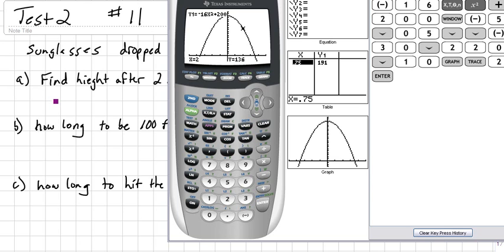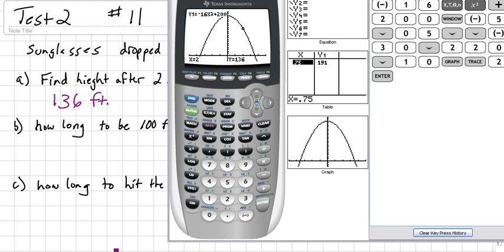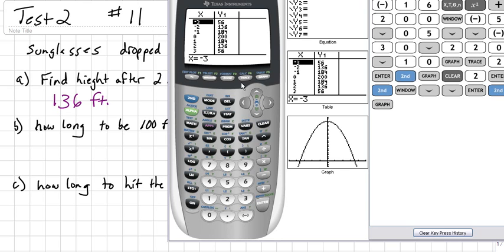So the answer would be 136 feet. And just to double check, we can also go to our table and find that out. As I'd like you to see, right here at 2, it's 136 feet. At 2 seconds, it's 136 feet up in the air.